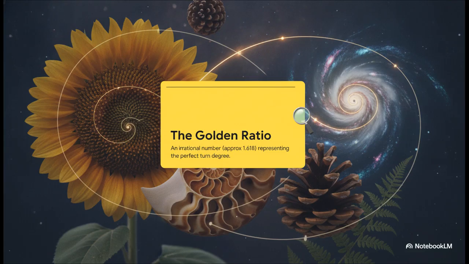Because it's an irrational number, meaning it can't be written as a simple fraction, it serves as the absolute perfect degree of turn to prevent overlapping in natural growth. If a plant turned at a simple fraction, like a quarter, the seeds would just stack directly on top of each other after 4 turns, right? The golden ratio ensures these endless, non-overlapping spirals.